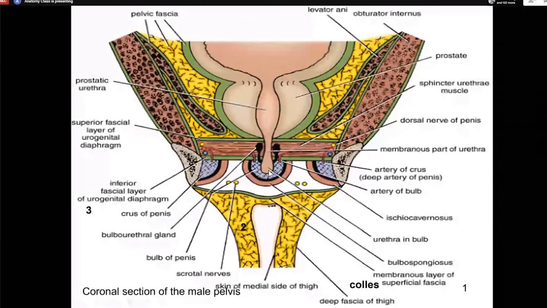Now we have already finished the Colles fascia. Now we'll move on to the superficial perineal pouch. Now what are the upper and the lower boundary of the superficial perineal pouch?